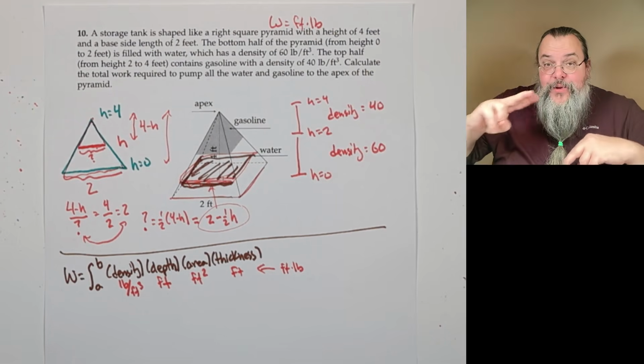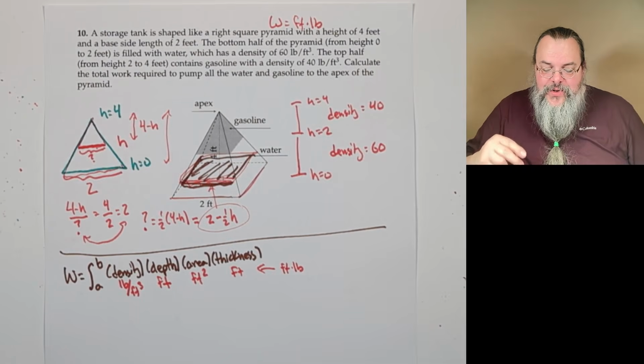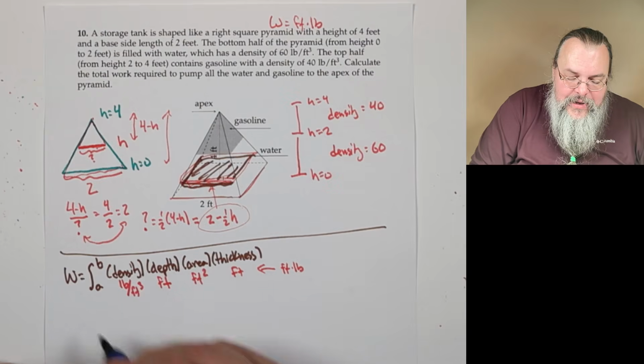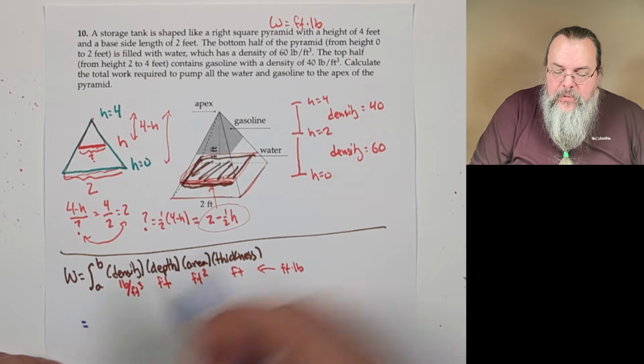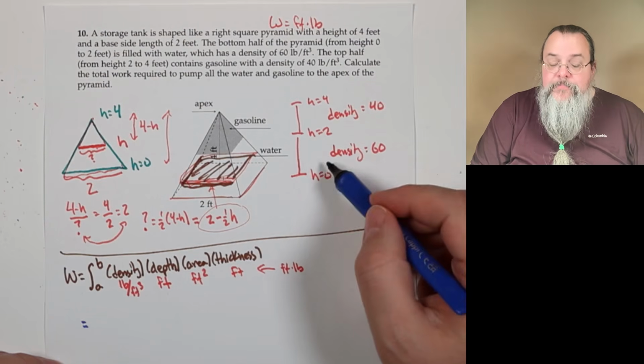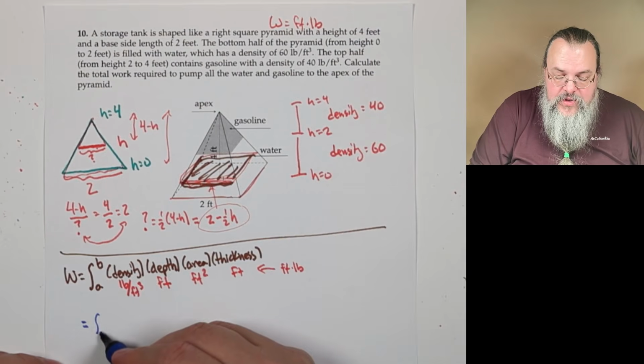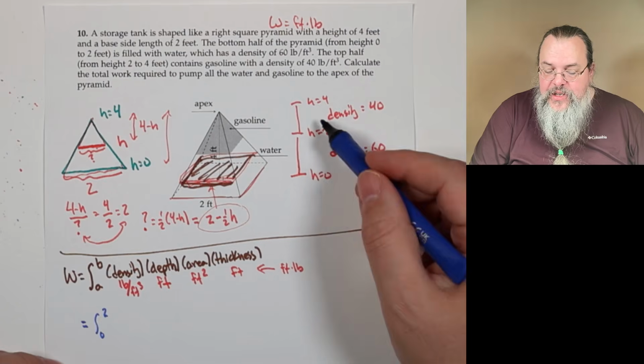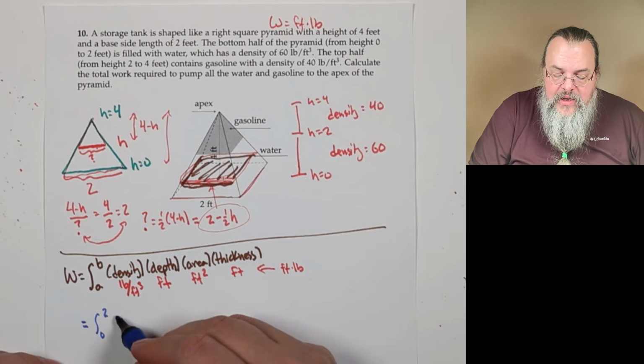We're going to split this into two parts, so let's talk about our pieces. We'll start with the water. We're going to go from h equals 0 to h equals 2. Our density is 60.